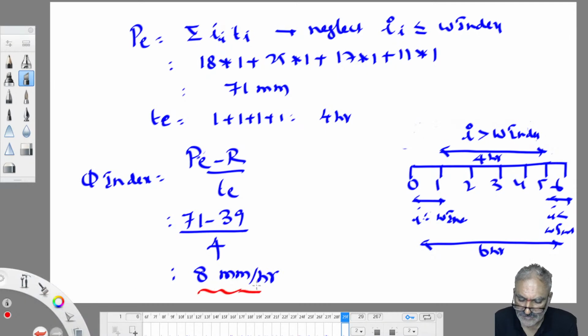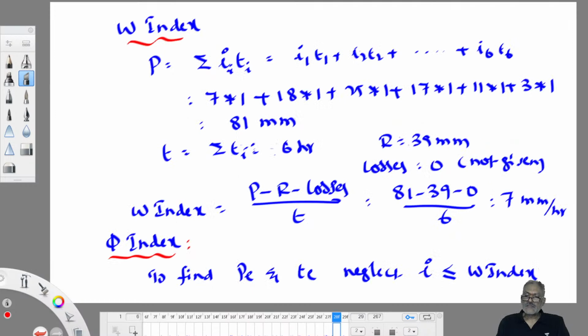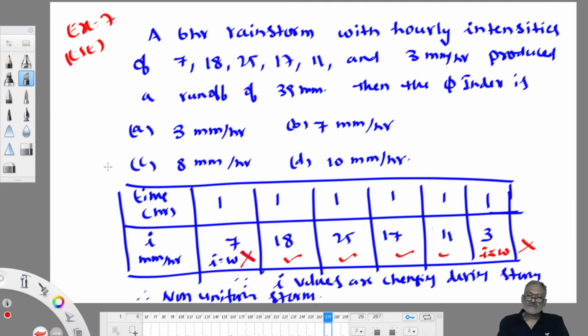This was the answer for that question. Understood? So answer is what? 8 mm per hour. Clear now? You have to understand. One question if you understand, remaining automatically you can work out easily. Okay, next.